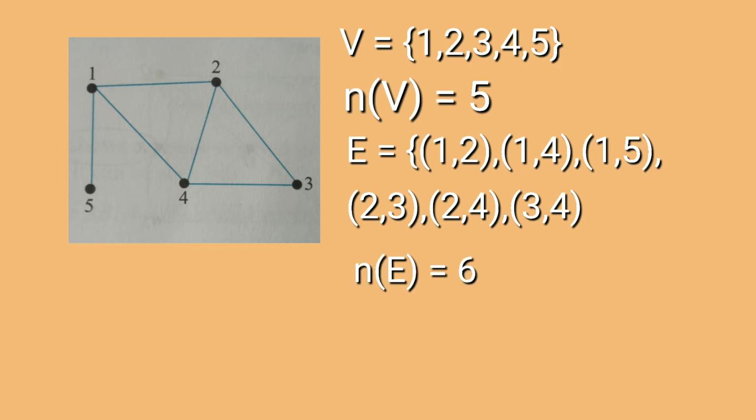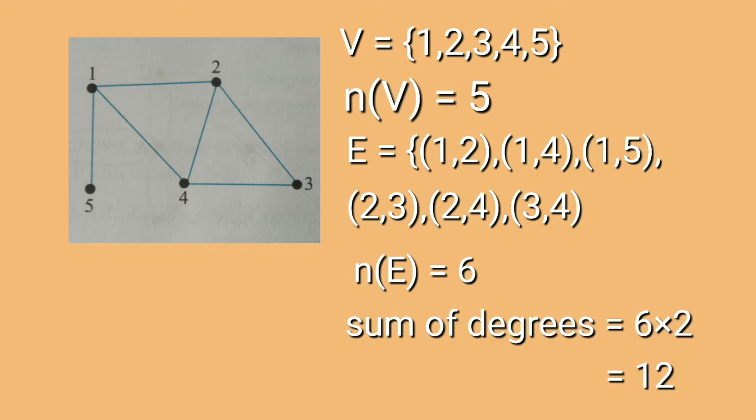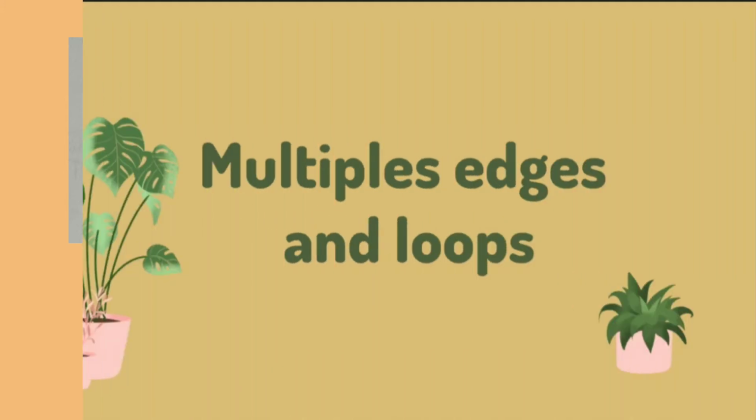The last step, we need to find the sum of degrees. The number of edge times 2. So, the sum of degrees is equal to 12. Easy, right? Now, we move to multiple edges and loops.